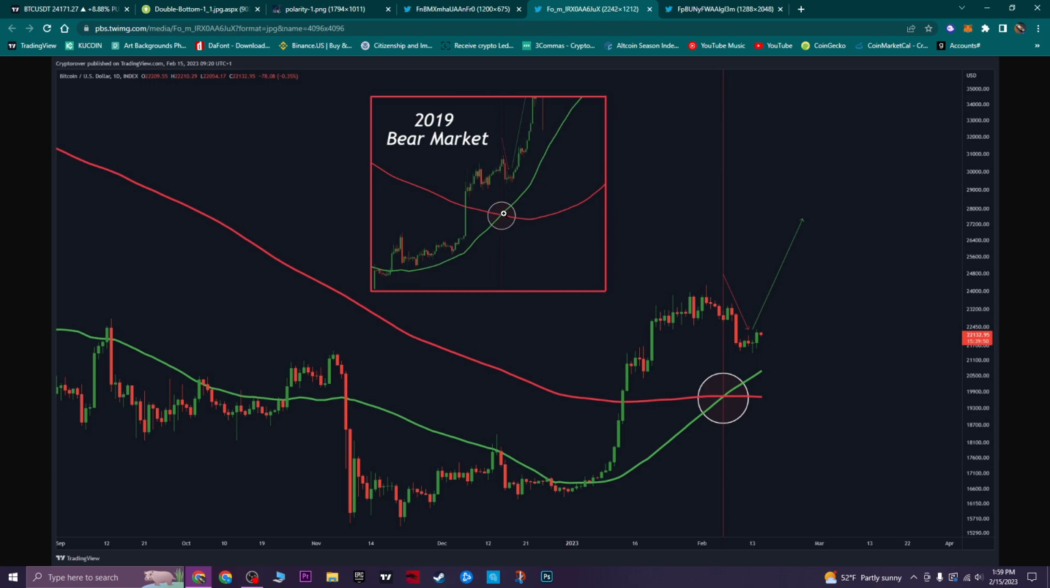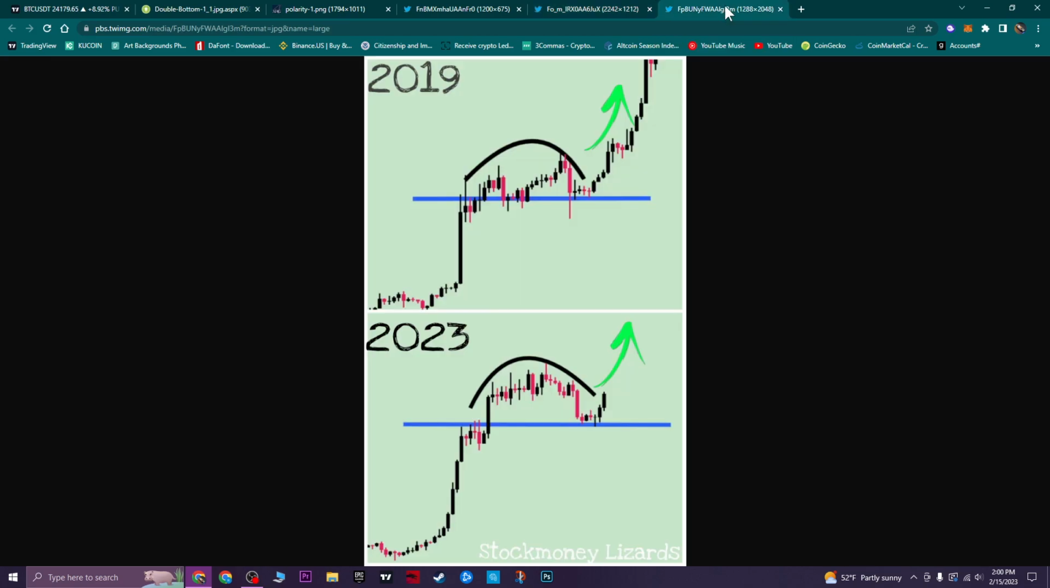And as soon as you see the cross, we dump for like a couple of days, but then massive move up again. So right now, it is looking very likely that we may see Bitcoin at around $28,000-$30,000 within the next two to 3 months. It is looking likely.